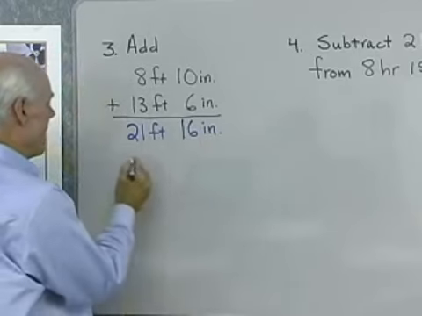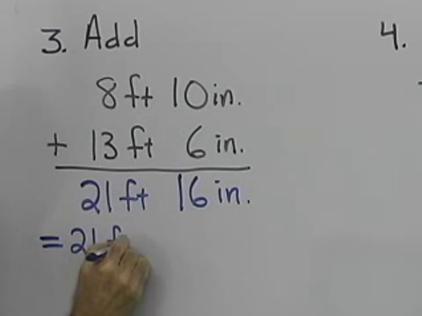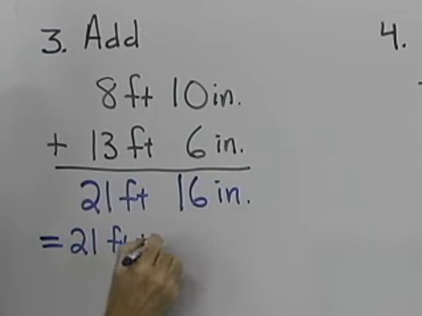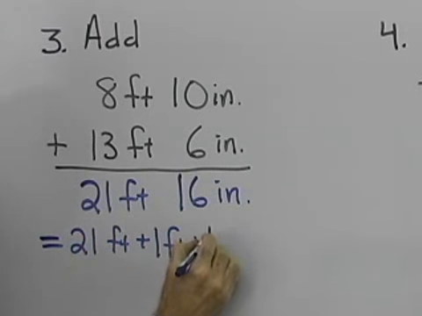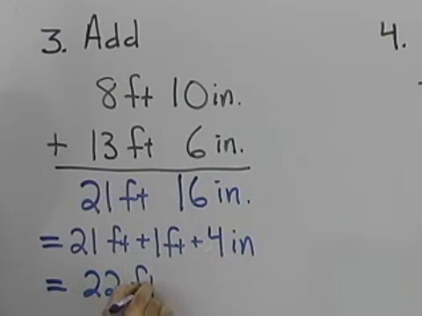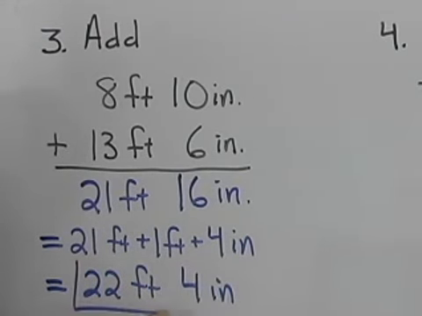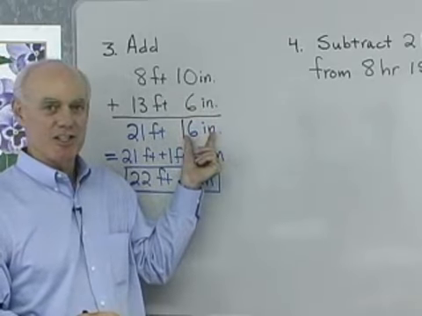Just to write it all the way out, just so you can see it, this is going to be 21 feet plus 16 inches, which is 1 foot plus 4 inches. And so 21 feet plus 1 foot is going to be 22 feet plus 4 inches. 22 feet, 4 inches. So I add in the columns, I add inches, I get 16 inches.